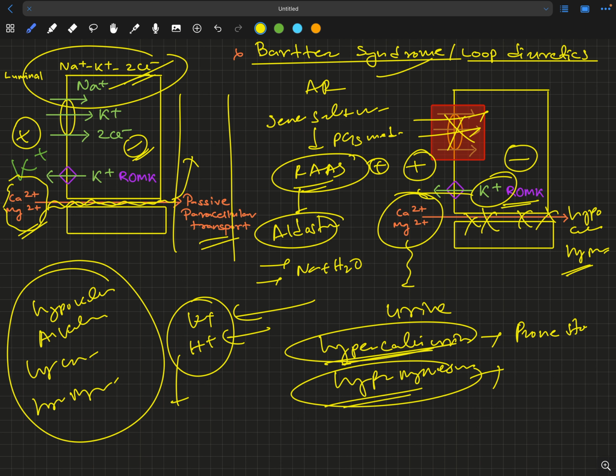In type 1 Bartter syndrome, there is mutation of the sodium potassium 2 chloride channel. It presents in the neonate, or you can know it from maternal polyhydramnios. If a mother has polyhydramnios, after ruling out all the common causes, you have to look for Bartter. Polyhydramnios means there is an increase in amniotic fluid. Amniotic fluid is majorly formed by fetal urine after 12 weeks, I think.